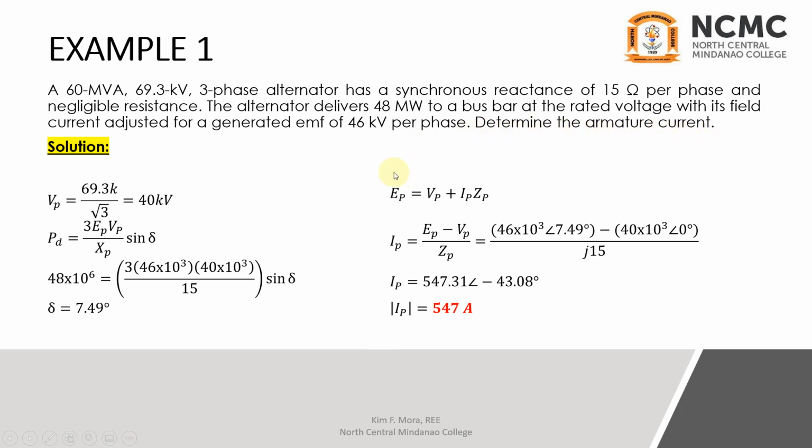So let us recall the formula we used in the previous lesson. We have E_P, or the induced voltage, equal to the terminal voltage per phase plus the armature current, or the current per phase, multiplied by our impedance. From this formula, we can get the value of the current. Before that, we should know the E_P, or induced voltage, our terminal voltage, and our impedance.